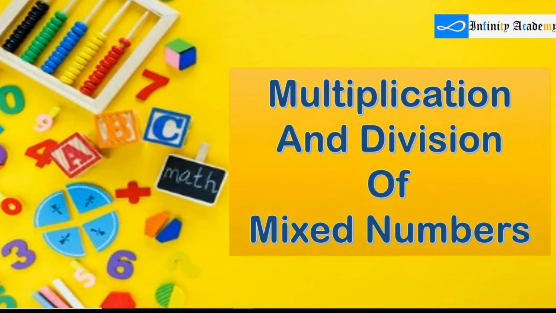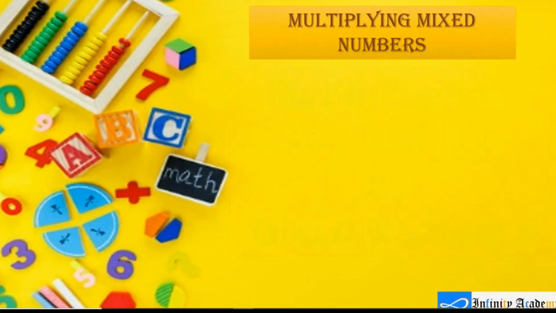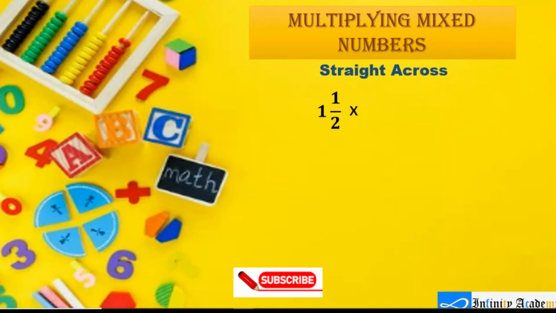Now let's get started. First of all, we are going to learn how to multiply mixed numbers. For that purpose, look at the example: 1 whole 1 by 2 multiplied by 2 whole 1 by 5. Here, as you can see, these fractions are in mixed form, so we call these kinds of fractions mixed numbers. The first fraction is 1 whole 1 by 2 and the second fraction is 2 whole 1 by 5. So the first step is to convert these mixed numbers into improper fractions.